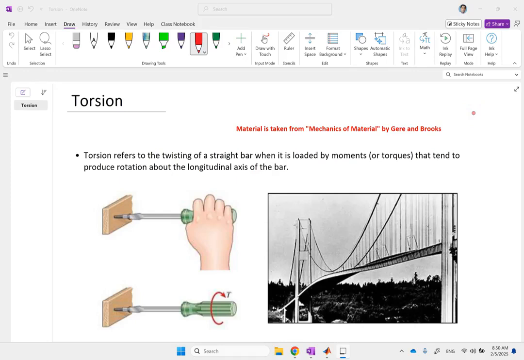So what is torsion? Torsion is basically twisting a straight bar, or we use the word shaft, when you give it some torque, and typically on one side you have some torque and the other side it cannot rotate. So on one side there is a fixed support, on the other side there is a torque, and so it is subjected to twisting. Sometimes it might be fixed on both sides and get the torque in the middle.